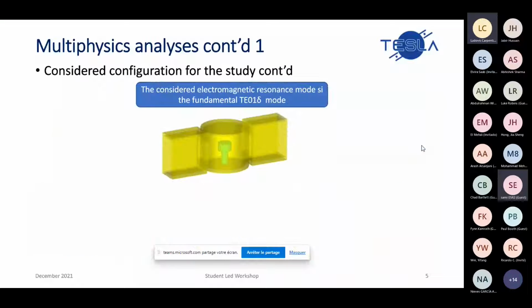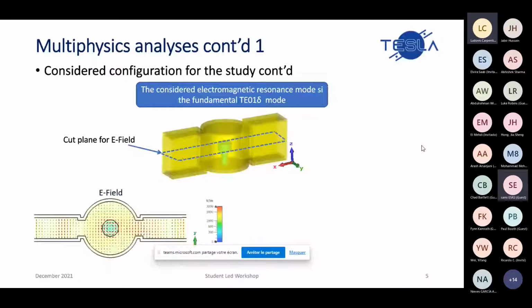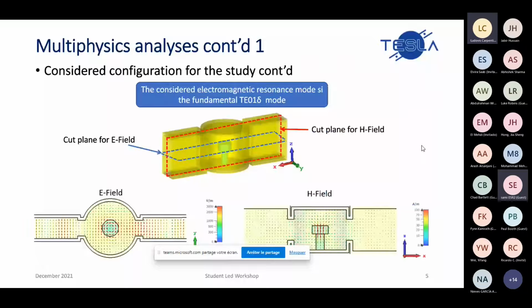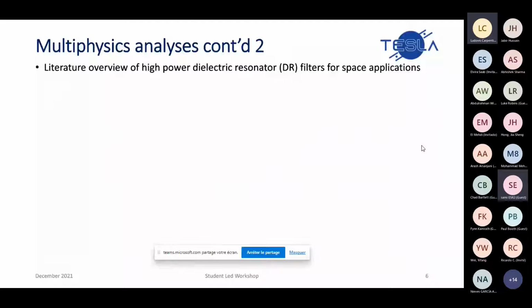For this structure, we will consider the fundamental mode, which is the TE01 delta mode, for which the electric field is circular and concentrated in the dielectric puck, and the magnetic field is perpendicular to the electric field, of course, and it forms a kind of magnetic dipole inside the structure.